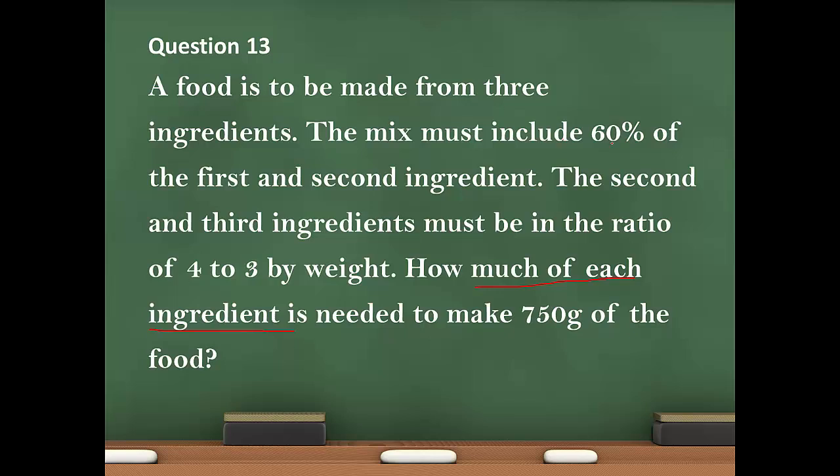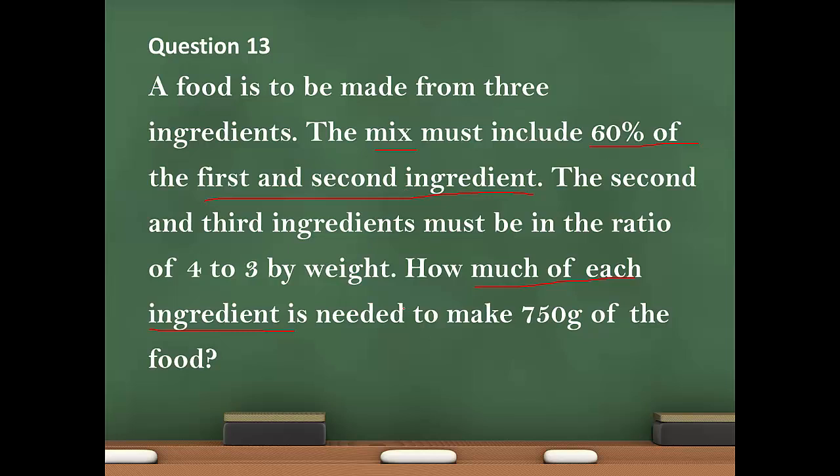This first sentence, must include 60% of the first and second ingredient. If you look at this now, it seems a little bit confusing. So why don't you paraphrase it, as we discussed in the previous video on 2x2 linear systems. You can always paraphrase it to make sense to you. So we could say now that the first and second ingredient must be at least 60% of the mixture.